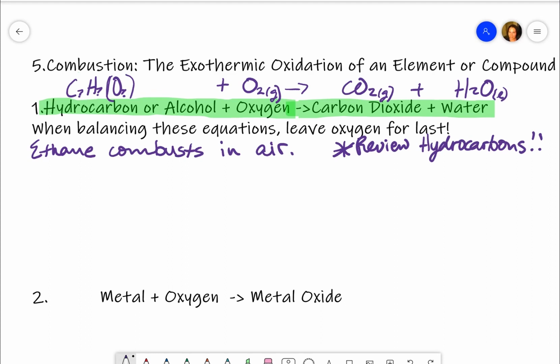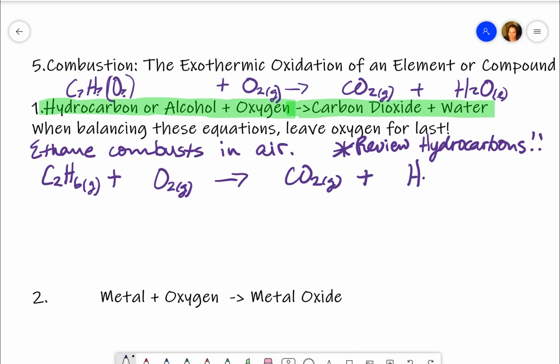So ethane is C2H, and we're going to double the number of carbons and add 2 to that. So 2 times 2 is 4, plus 2 more is 6. And this is a gas at room temperature. I don't know how you would know that, but it is. Okay, and it's going to combust in air. Well, what supports combustion in air is O2, and that's a gas at room temperature. And that's going to make carbon dioxide, which is a gas at room temperature, and water, which is a liquid at room temperature. Okay?